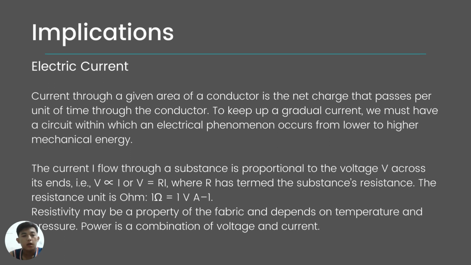Implications. Electric current through a given area of a conductor is the net charge that passes per unit of time through the conductor. To keep up a steady current, we must have a source within which an electrical phenomenon occurs from lower to higher mechanical energy.